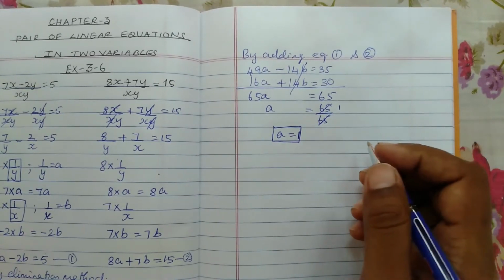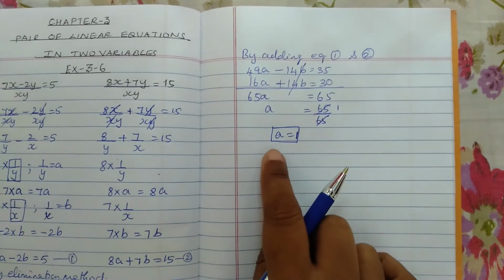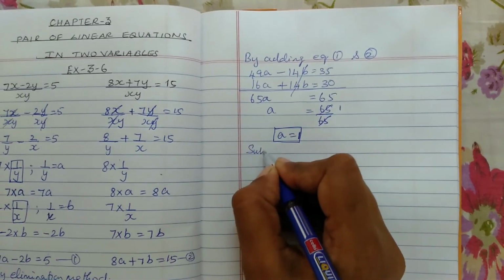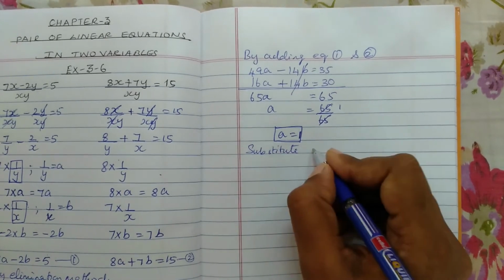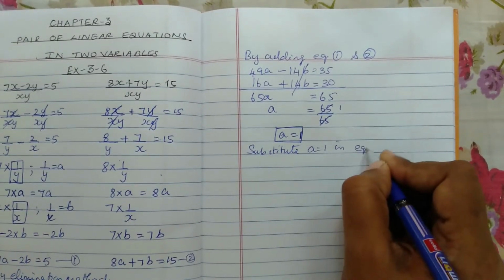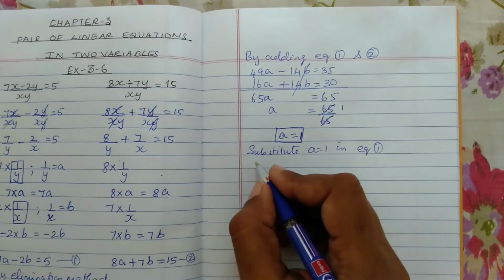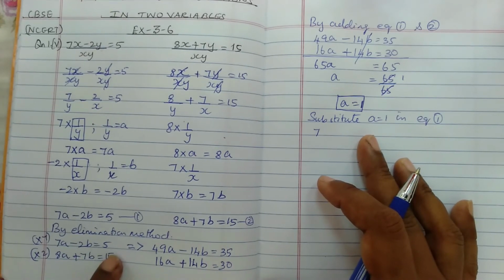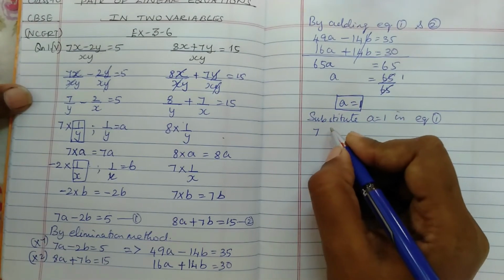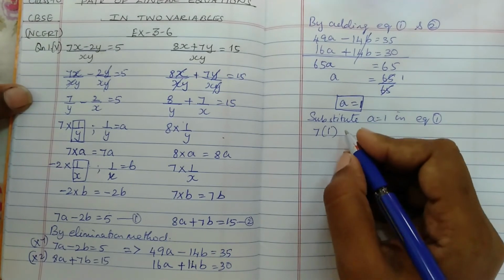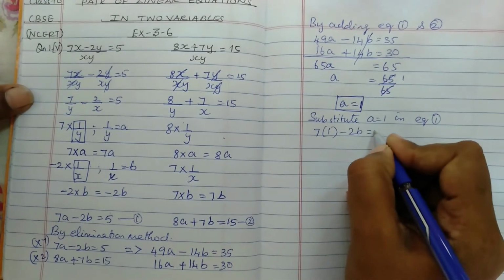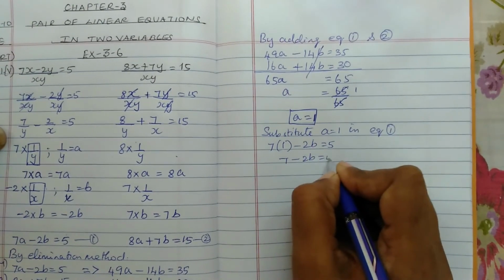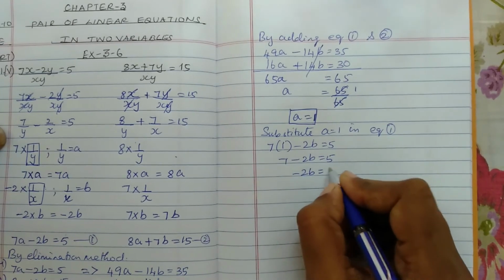Okay. Now we have the value for a, so let's substitute a in any of these equations to find the value of b. So substitute a is equal to 1 in equation 1. Our equation is 7a minus 2b is equal to 5. So in place of a, let's write 1 because the value of a is 1. Then minus 2b is equal to 5. Now 7 into 1 is 7 minus 2b is equal to 5.